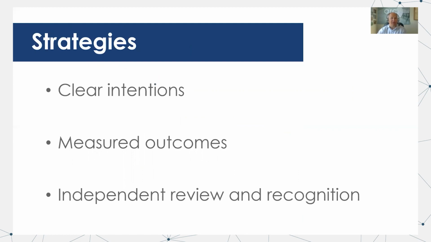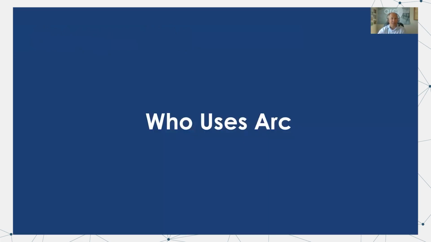We believe that we can navigate these trends with three strategies: clear performance intentions, that means setting your goals and targets to align with climate and sustainability goals; real-world measured performance; and independent review and recognition. These strategies provide the foundation for what ARC is and what it does, and they represent the opportunity for partnerships that allow us to achieve more together than any of us can achieve on our own. So who uses ARC and why are they using it?